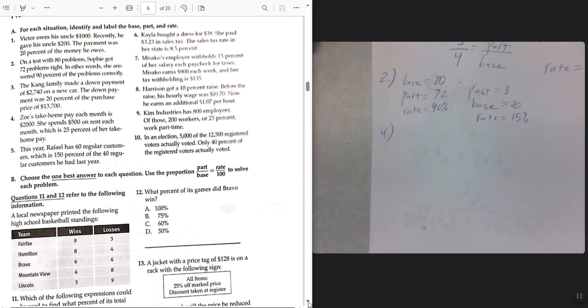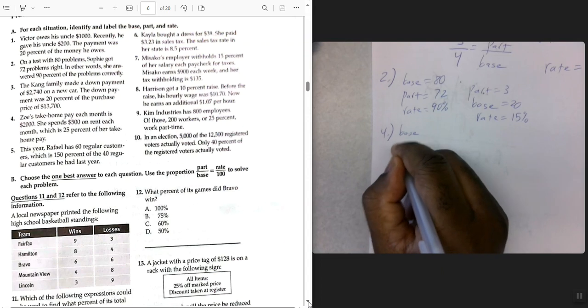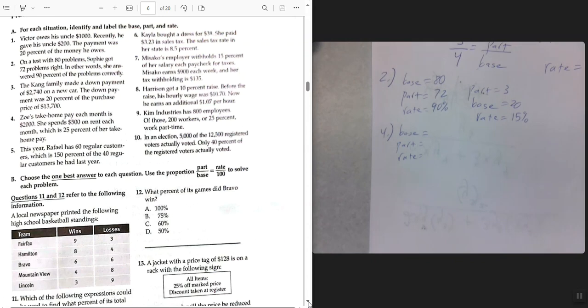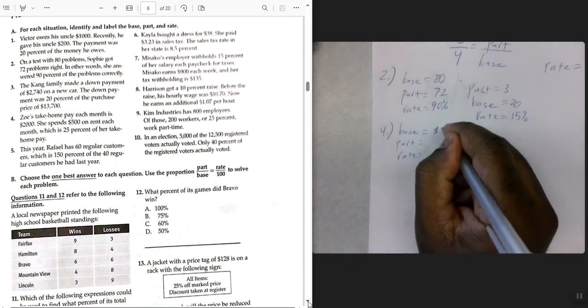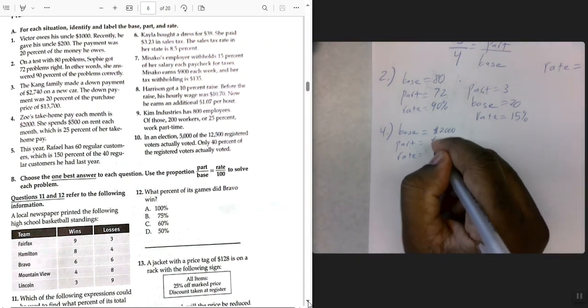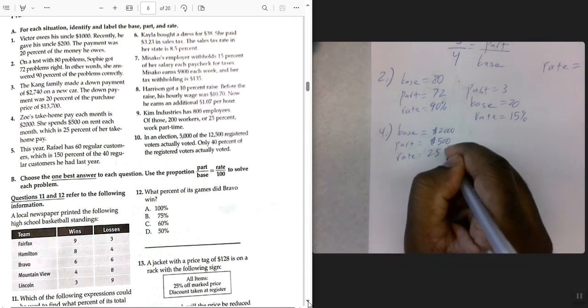Now, number 4, it says Zoe's take-home pay each month is $2,000. She spends $500 on rent each month, which is 25% of her take-home pay. So again, we add a base, the part, the rate. The base is how much she takes home a month, which in this case is $2,000. The part is how much she spends on rent, which is $500. And finally, the rate is the percent, which is 25%.